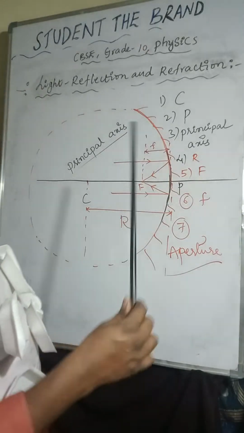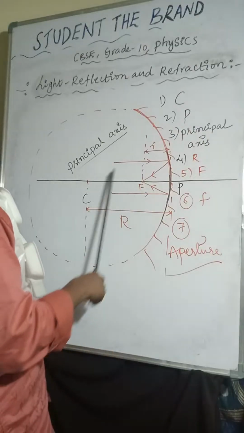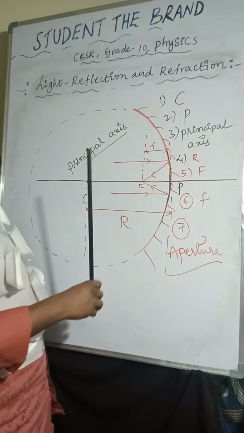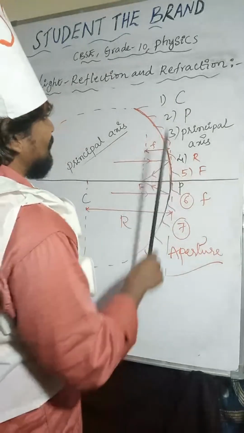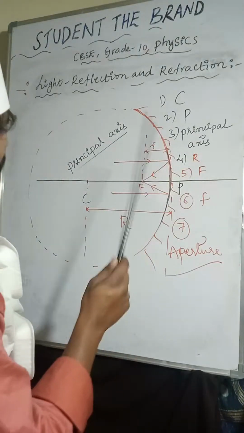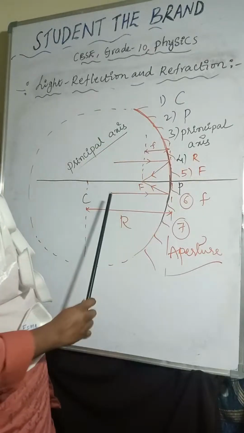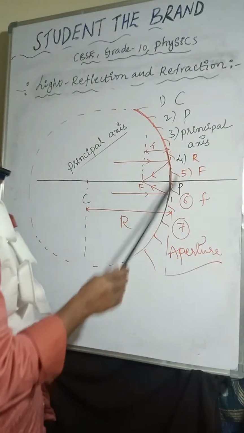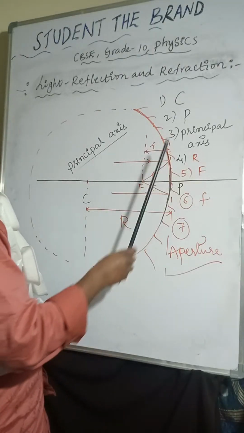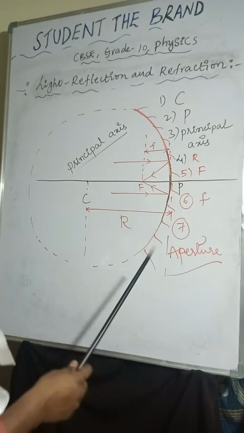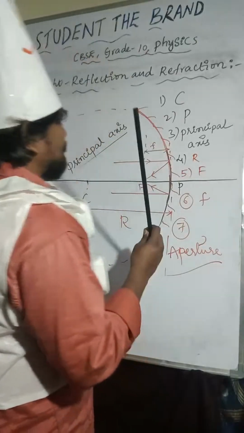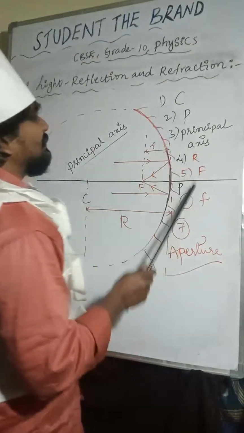Come on, everyone. The center of the imaginary sphere of which the mirror is a part is called the center of curvature. The midpoint of the mirror is called the pole. The line joining the center of curvature and the pole is called the principal axis. The distance between the center of curvature and the pole is called the radius of curvature. After reflection, all light rays meet at one point on the principal axis, called the focus.